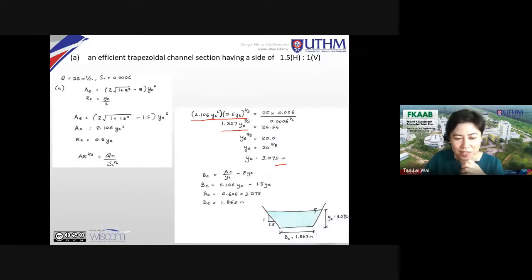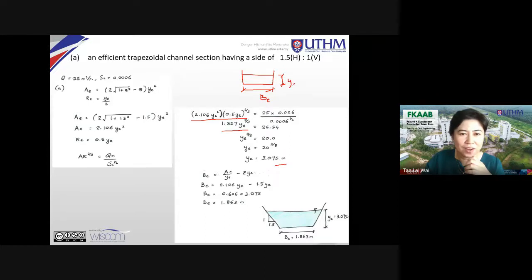Of course, again, if there's a question on rectangular, I would need you to find the bottom width. If the question asks you to find the most efficient section, you don't need to find Z because of course Z is 0. You need to give me B and Y. For the triangular case, therefore, you need to give me Z and also Y. All right. I hope we are clear.